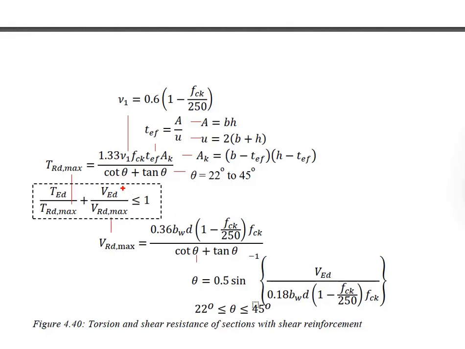Now in the case that it exceeds 1.0, you have various options to rectify this. Failure to fulfill this requirement means that the section will fail under the combined effect of torsion and shear. In order to rectify this, you may look into the formulas and see what are the components or parameters that you can modify in order to increase either the torsional resistance or the shear resistance.